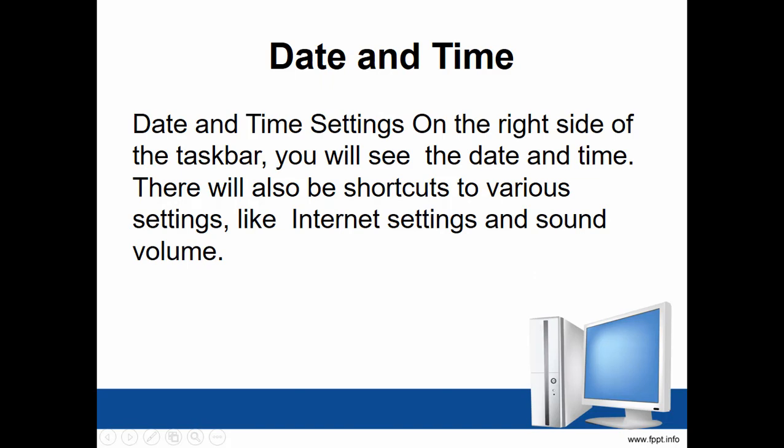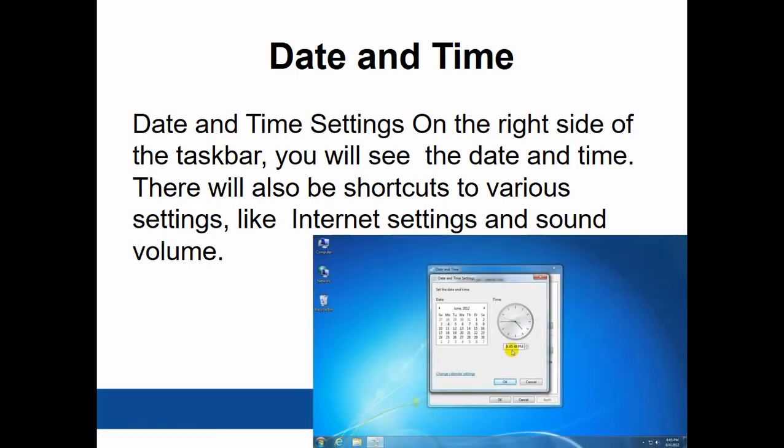Now we will continue to date and time. Date and time settings are on the right side of the taskbar. We said that this is called the taskbar. We can see the date and time, and also shortcuts like the internet settings, the sound volume, and the Wi-Fi settings, as we said.